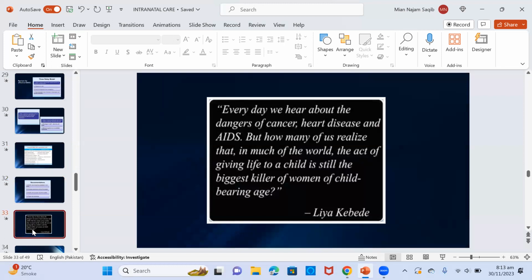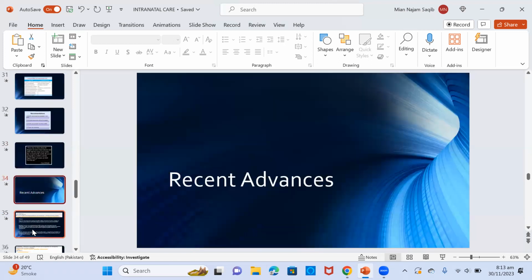This is basically a quote by Leah Quevedo. It says that every day we hear about the dangers of cancer, heart disease, and AIDS, but how many of us realize that in much of the world, the act of giving life to a child is still the biggest killer of women of childbearing age?